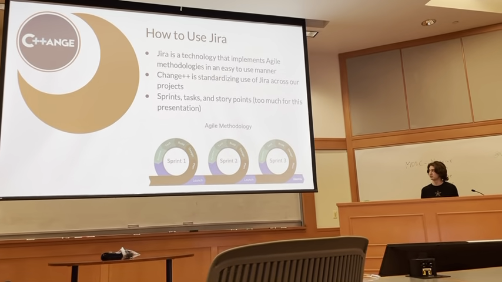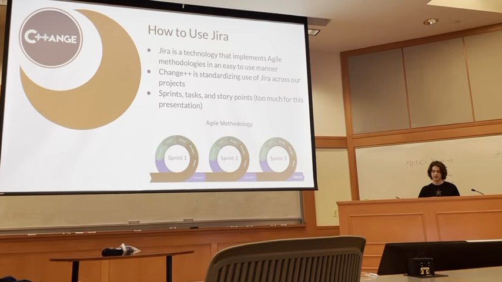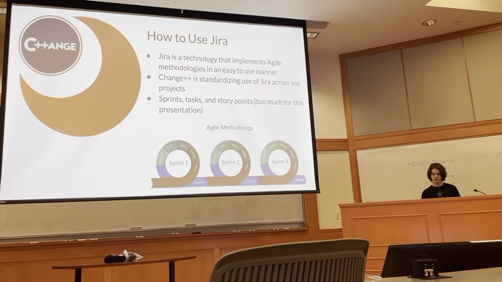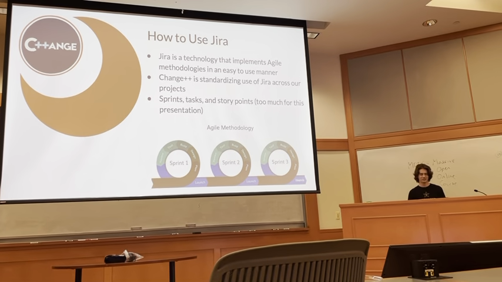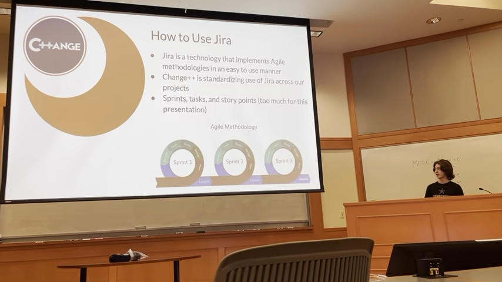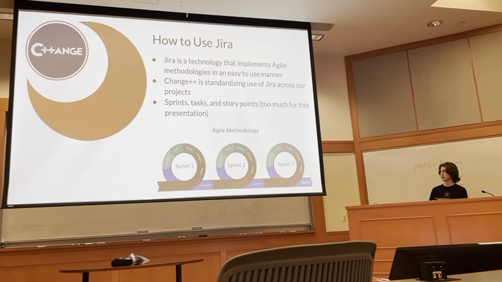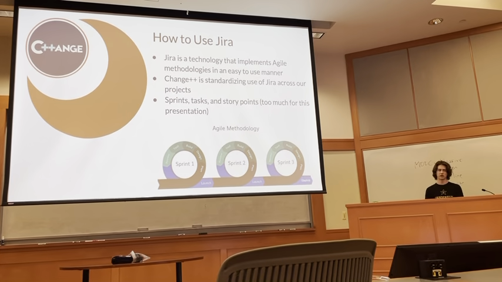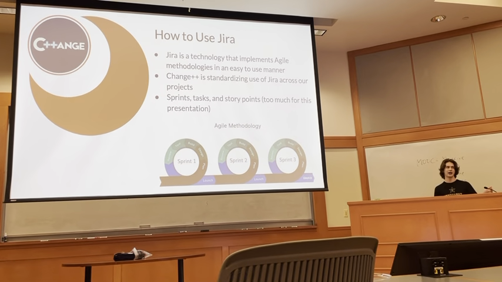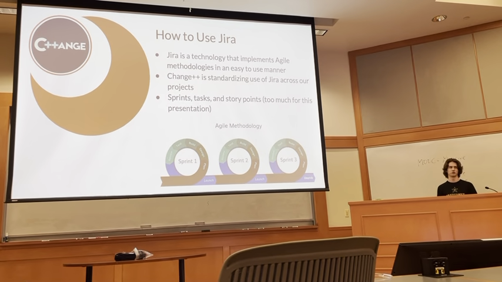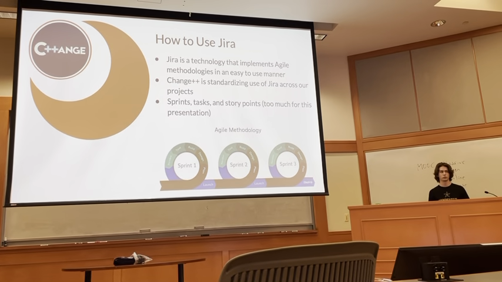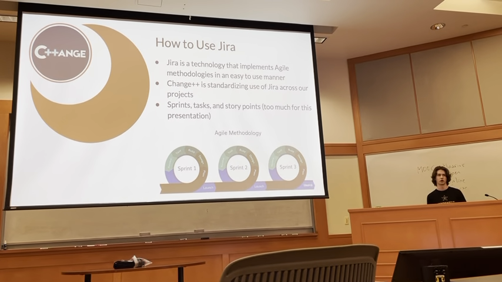And I'm not going to be going into too much detail with it, but again, it's a technology that implements Agile methodologies in an easy-to-use manner. And again, we're standardizing it, and the main concepts that I'm going to cover right now are sprints, tasks, and story points. So sprints are essentially development periods. So instead of waterfall development, where you have one massive development period, and at the end of it, you just hope everything works, in Agile, you have consistent development periods, which typically last about 2 weeks, and they're called sprints.